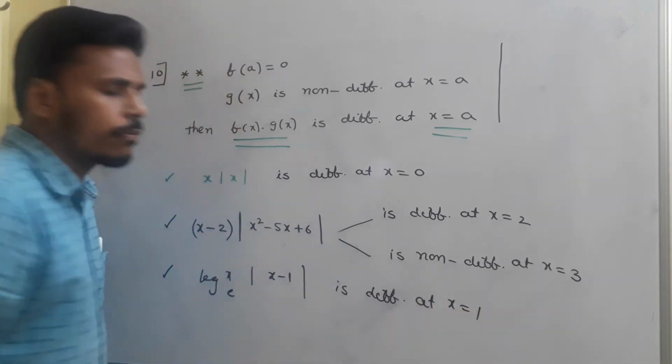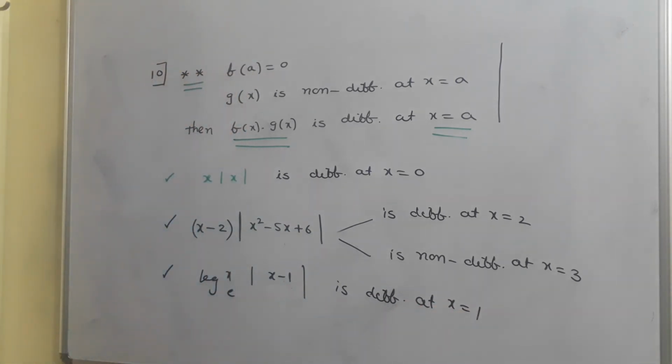So this is one of the important ideas related to differentiability. Just have a look. If f of a is 0 and g of x is non-differentiable at x equals a, then the product is differentiable at x equals a. And I mentioned a few examples.